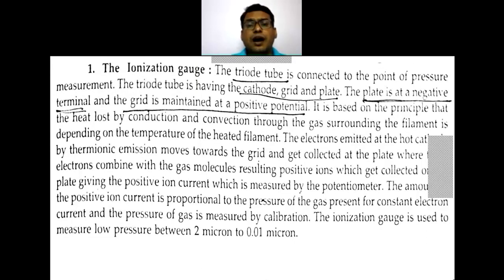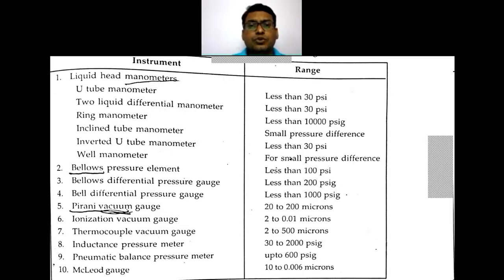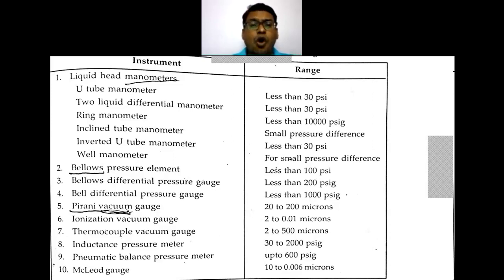Then there are pressure measuring instruments, that is the ionization gauge as well as the Pirani gauge. Mostly manometers are used to measure the pressure: U-tube manometer, two liquid differential manometer, ring manometer, inclined tube manometer, inverted U-tube manometer, then well manometer. So all these are the different manometers which are used.